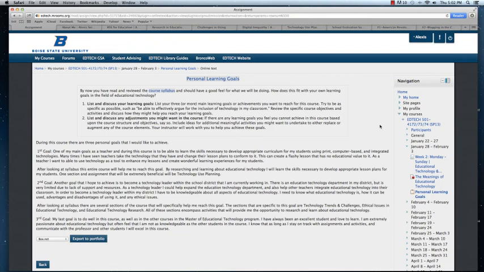I'm looking back at the beginning of the semester at the personal learning goals that I set for myself. The first goal that I want to talk about is my main goal as a teacher and throughout the course: to learn the skills necessary to develop appropriate curriculum for my students using print, computer-based, and integrated technologies. I want to be able to use technology as a tool to enhance my lessons and create really wonderful learning experiences for my students.